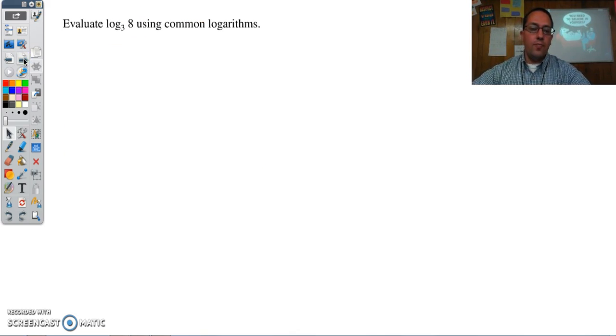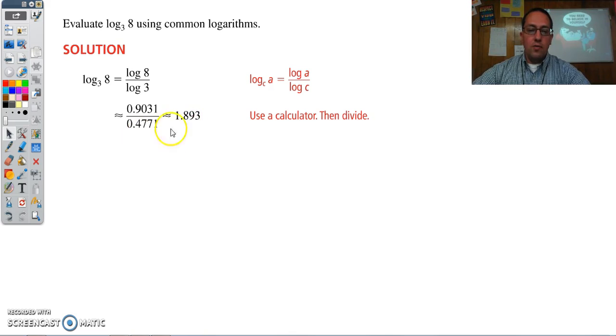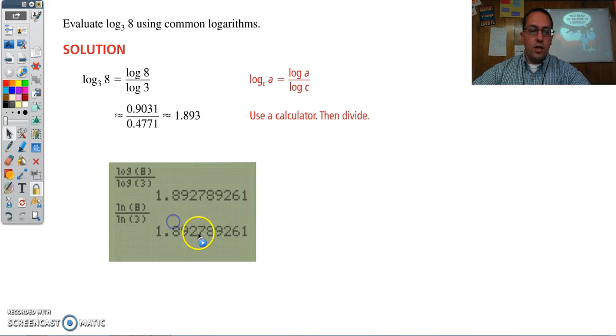All right? So here we're going to evaluate log base 3 of 8 using common logarithms. So we're just going to rewrite this, common log of 8 divided by common log of 3, and then we just stick it in our calculator. And just so you see, this works whether you use common log or natural log. Either one, it's going to give you the same answer. So it doesn't matter which one you use.